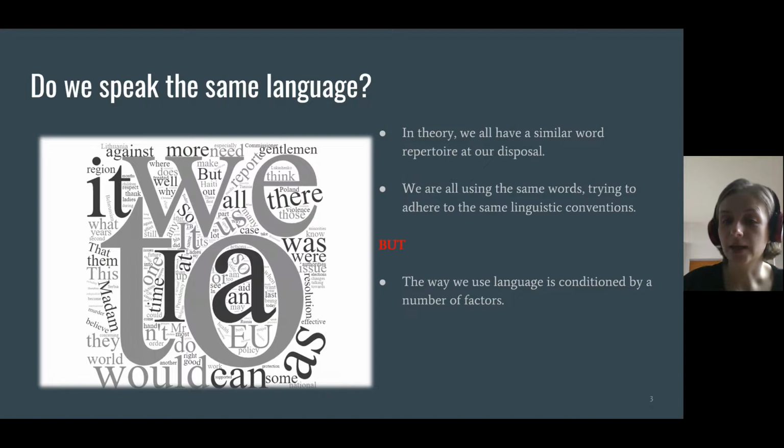Now, in theory, we all have a similar word repertoire at our disposal. But do we speak the same language? We are all using the same words, trying to adhere to the same linguistic conventions. But the way we use language is conditioned by a number of factors.